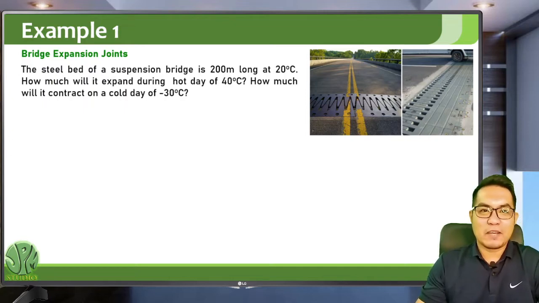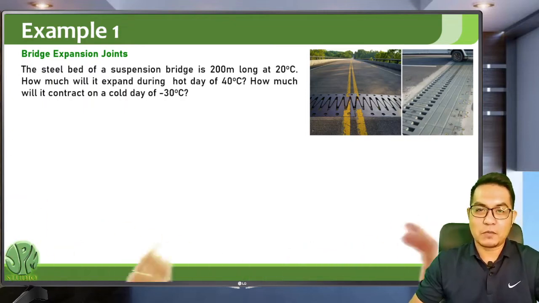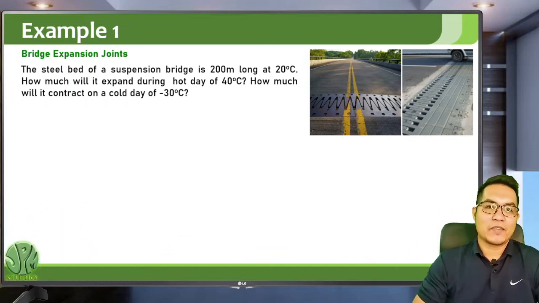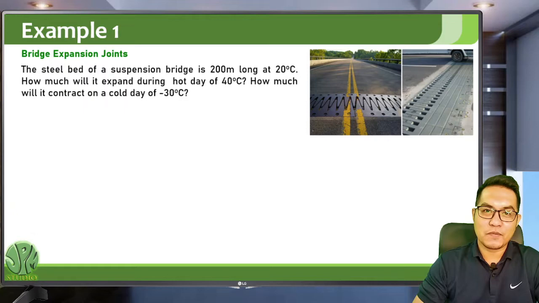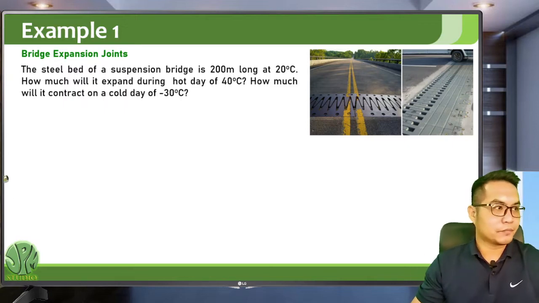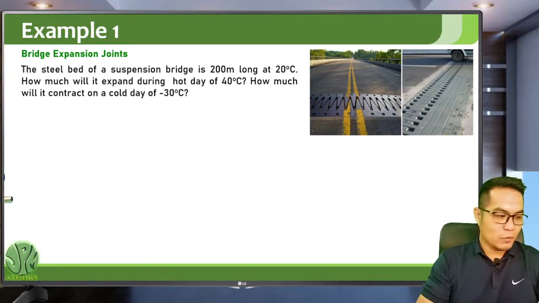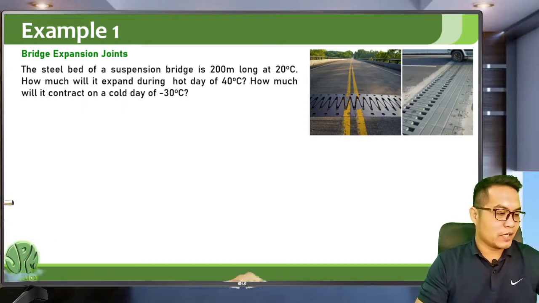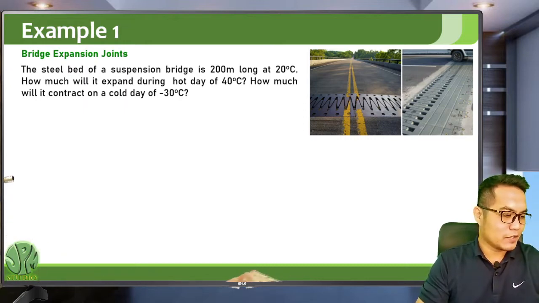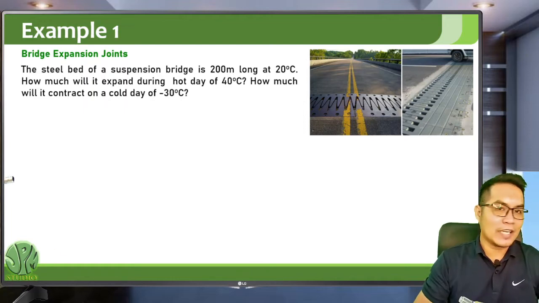So the steel bed of a suspension bridge, so suspension bridges have steel beds, is 200 meters long at 20 degrees Celsius. How much will it expand during a hot day of 40 degrees Celsius? And how much will it contract on a cold day of negative 30 degrees Celsius? Okay. So we are given the initial length, the initial temperature, and the final temperature. So we can now solve for the change in length.